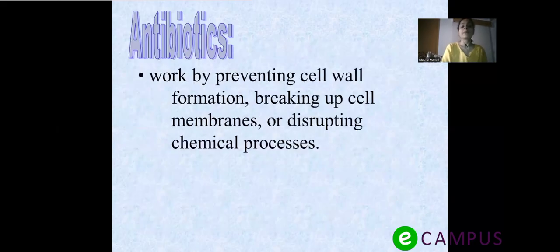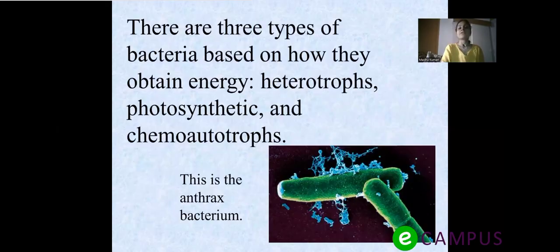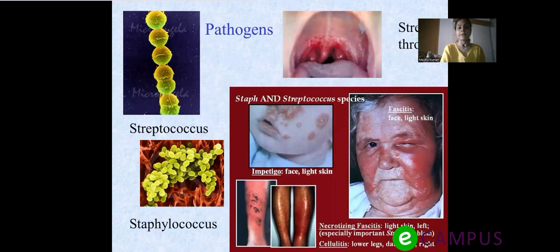Antibiotics work by preventing cell wall formation and breaking up the cell membrane through disruptive chemical processes. But gram-negative bacteria have a cell wall, so the cell wall protects the microbes against antibiotics. Antibiotics cannot treat viral infection. There are three types of bacteria based on how they obtain energy: heterotrophs, photosynthetic, and chemoautotrophs. This is the anthrax bacteria.